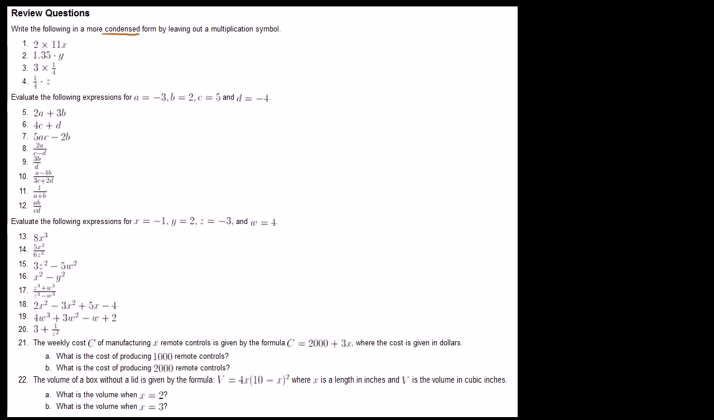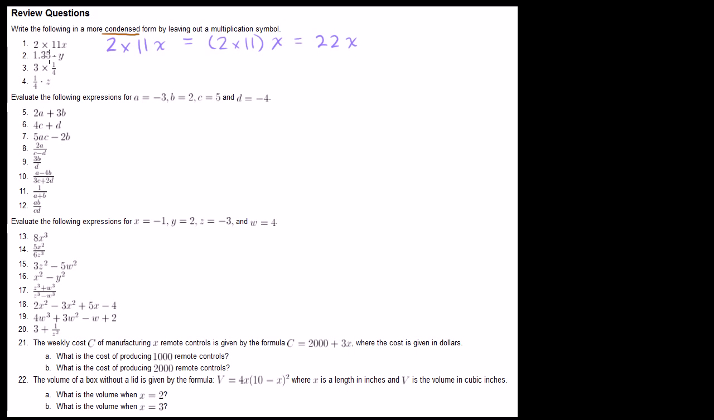Another way you could view this, 2 times 11x, you could view this as being equal to 2 times 11 and all of that times x. And that's going to be equal to 22x's. You had 11x's, you're going to have 2 times as many x's. So you're going to have 22x's.